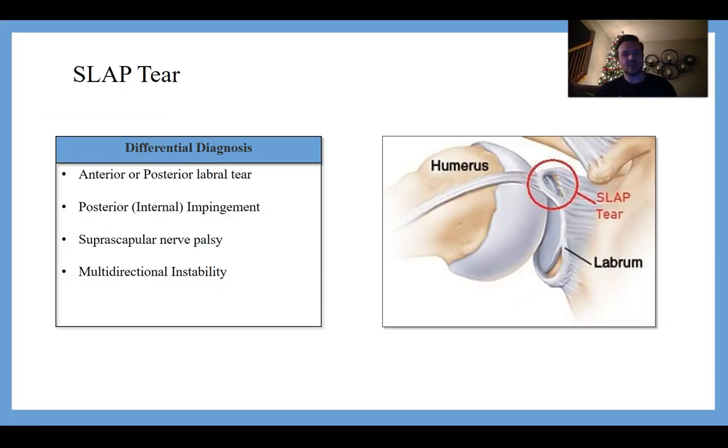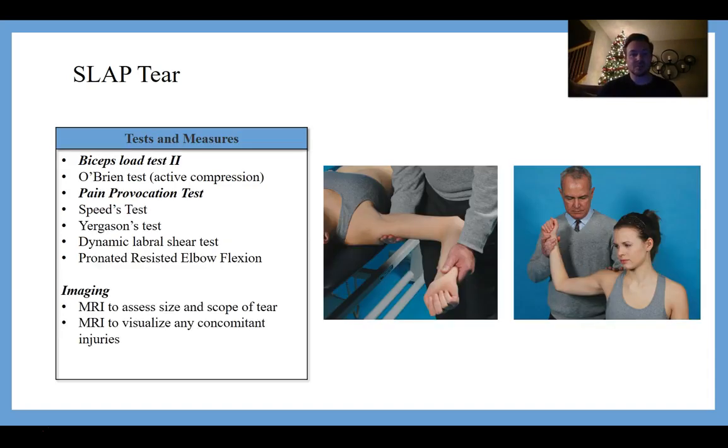Differential diagnosis includes anterior or posterior labral tear. Who would have thought, considering this is a superior labral anterior and posterior tear? But you might have your differential include those two. Posterior internal impingement, suprascapular nerve palsy, and then multi-directional instability are your big ones.